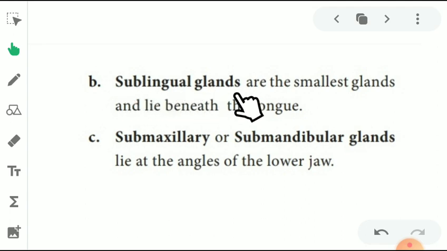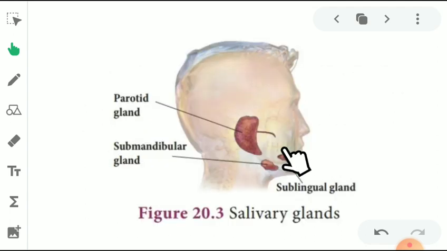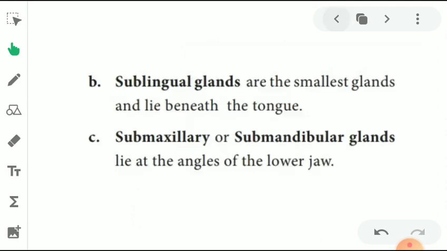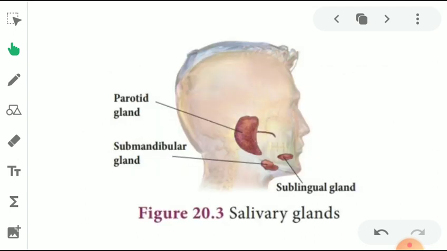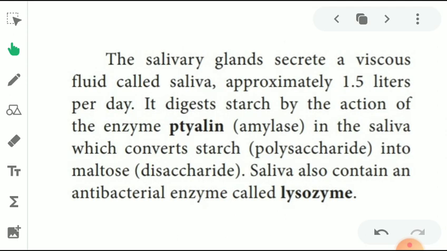Next, the sublingual gland, the smallest gland, lies beneath the tongue. Next, the submaxillary or submandibular gland lies at the angle of the lower jaw. These glands secrete a viscous fluid called saliva, approximately 1.5 liters per day.